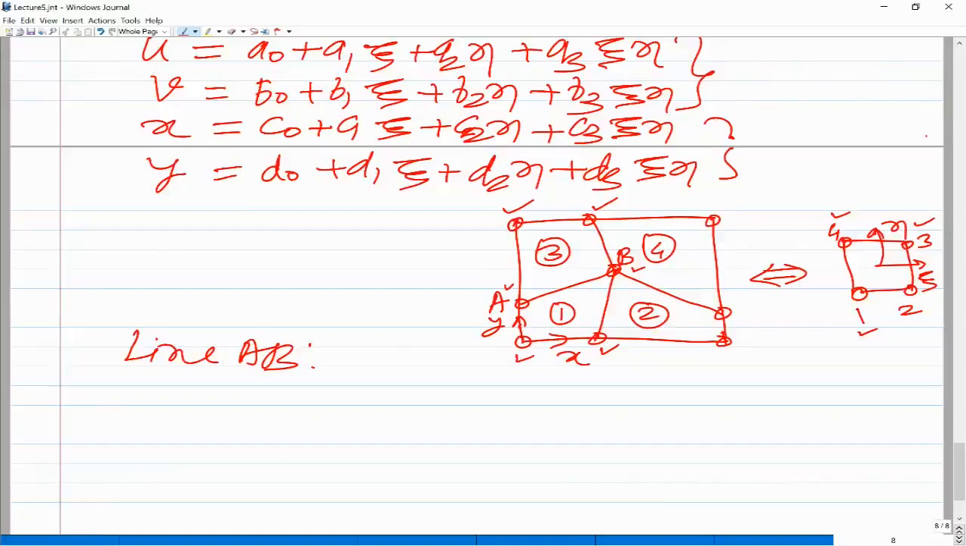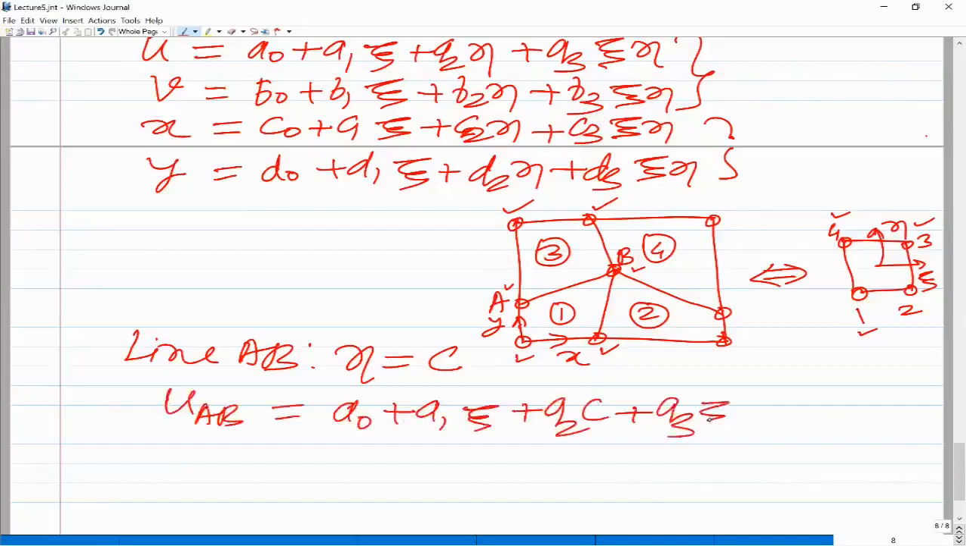So whether we are in element 1 or element 3, in both cases we are moving either along edge 1, 2 in the natural coordinate space, or edge 3, 4, and in both cases you will see that eta is going to be constant. Along edge 1, 2 eta is constant, along edge 3, 4 eta is constant. So along line AB, eta is equal to a constant, and that is either plus 1 or minus 1. So if eta is constant, now if I look at u along AB, u is going to be a0 plus a1 xi plus a2 eta plus a3 xi eta.